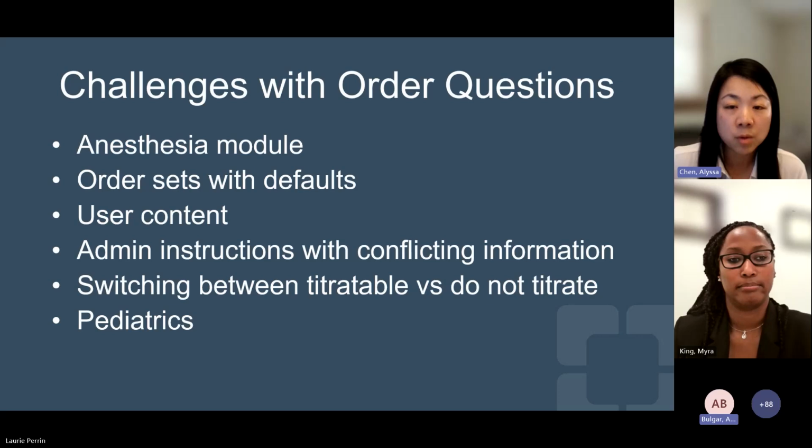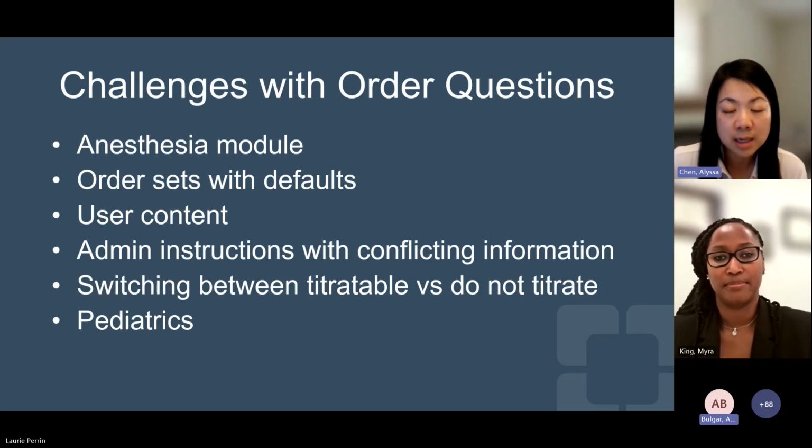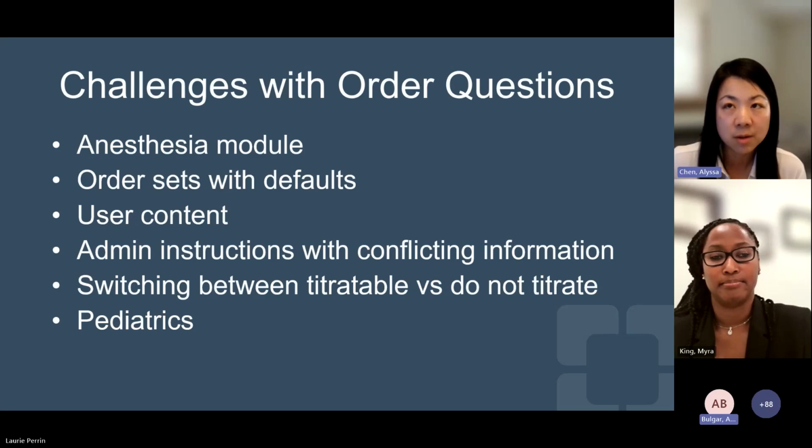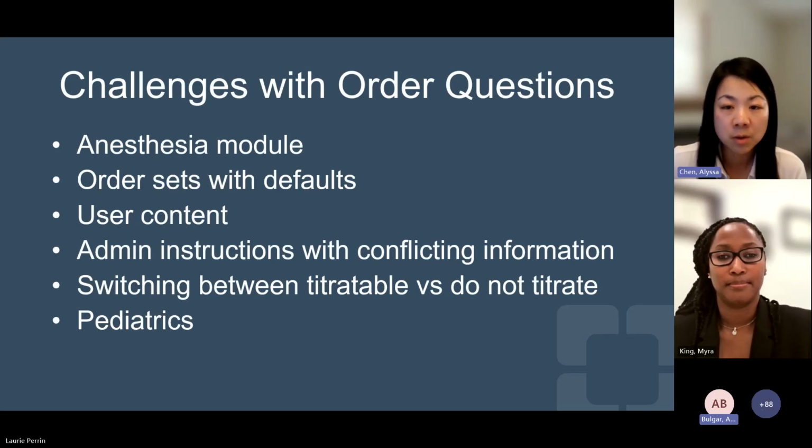And although order questions help make it easier to toggle between titrate and do not titrate, providers were not updating the dose field consistently to be ranged or not ranged, because these are two separate discrete fields. The order questions are not really connected to the dose buttons, so there isn't a way to require a range be associated with a certain order question. So that makes it still a little bit challenging for pharmacists on verification.